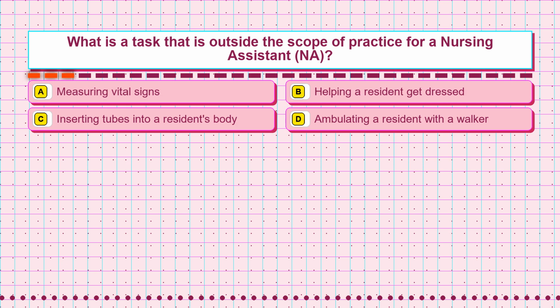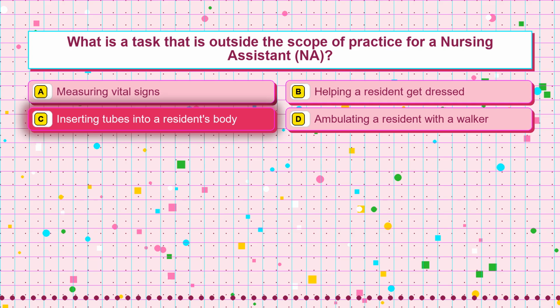Question 62. What is a task that is outside the scope of practice for a nursing assistant, NA? Option A, measuring vital signs. Option B, helping a resident get dressed. Option C, inserting tubes into a resident's body. Option D, ambulating a resident with a walker.